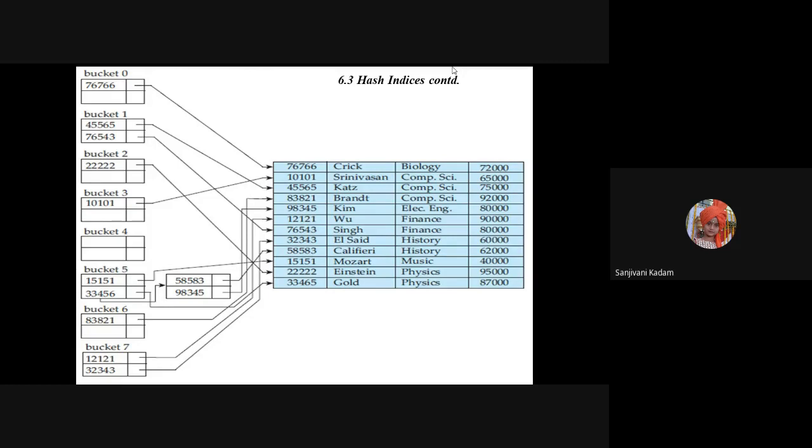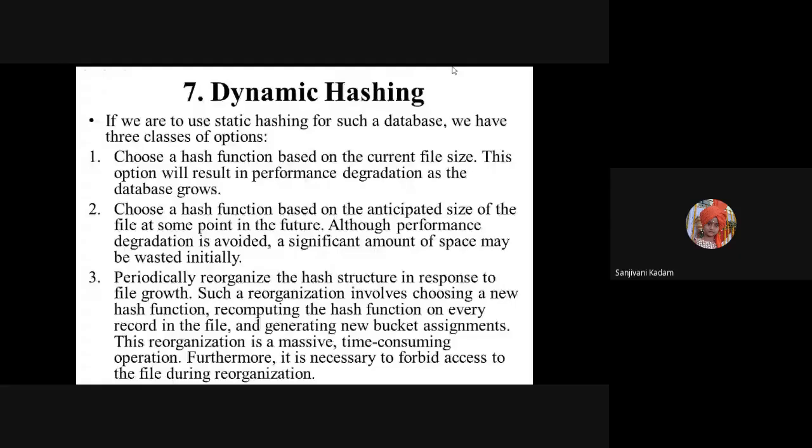In dynamic hashing, we decide how many records to store as we go on inserting the records, and it will go on adding the space. Initially it doesn't fix how many buckets or how much space I should allocate for the indices.